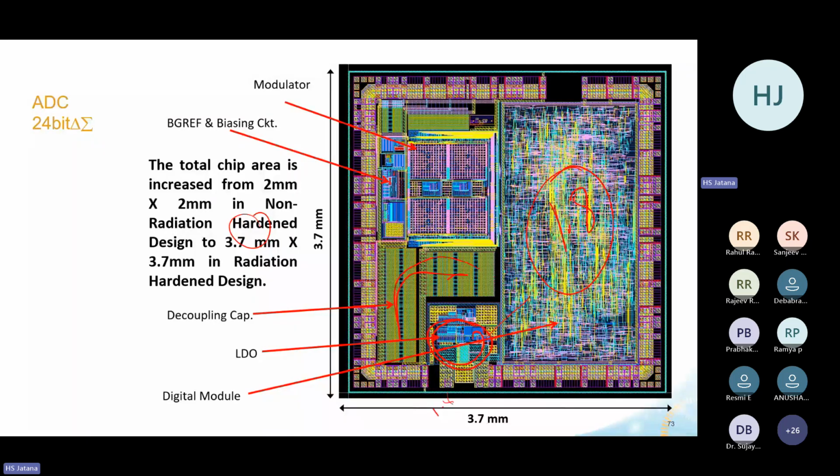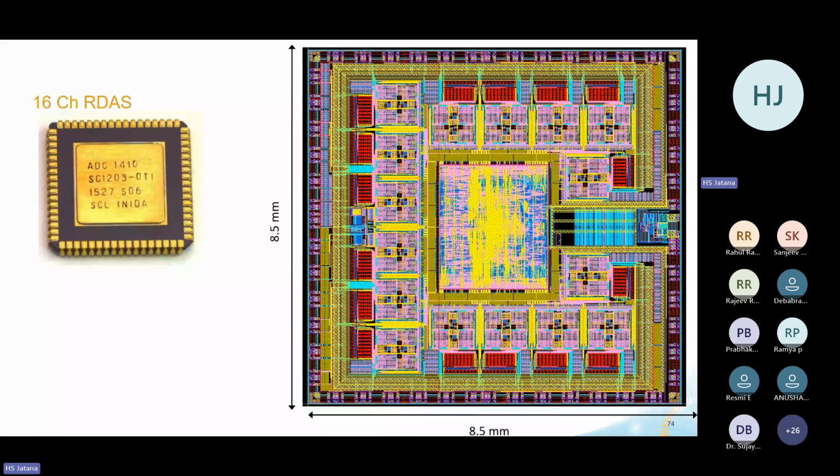And this same circuit, this is 3.7 by 3.7 mm. So we made a 16 channel. So you can see the 16 of those are being put here to make a 16 channel, and the area is 8.5 by 8.5. So this circuit is being used in space, and SC1203, and it's radiation hardened. It has no effect from the radiation.